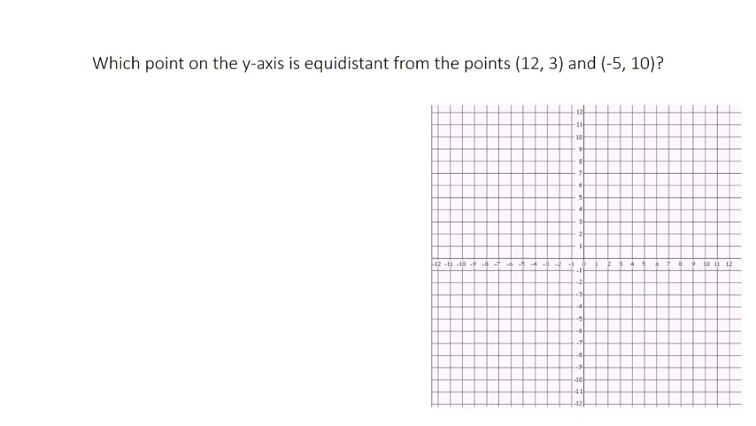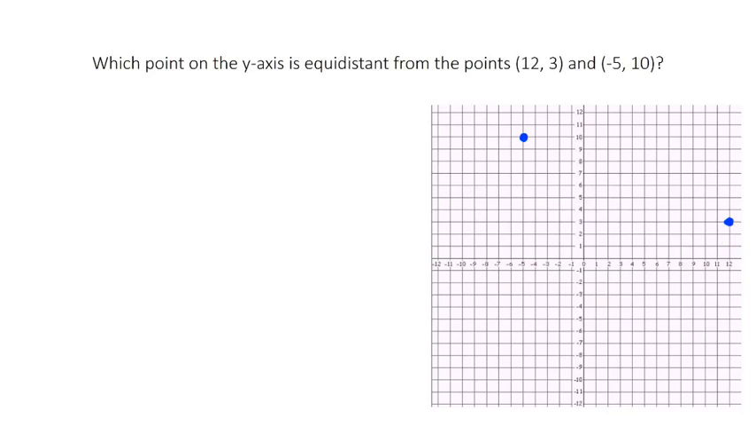So the first thing I'm going to do is plot these points. Let's visualize on this graph what we're doing before we jump into the algebra. The point (12, 3) is going to be right there, okay? And the point (-5, 10) is going to be right there. And what we're looking for is a point on the y-axis that's the same distance to that point as it is to that point.